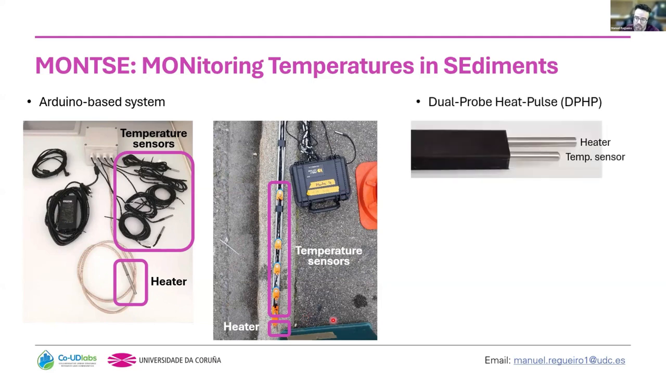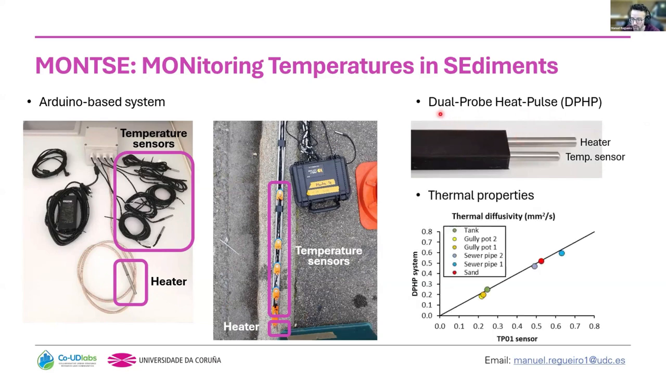Just to explain why we use a heater: we developed this with the heater as a dual-probe heat pulse, which is used to define the thermal properties of the sediment. In the differential equation, we have the thermal diffusivity. So we have a device that can measure the thermal properties of the sediment in order to estimate the sediment depth with better accuracy using this equation.